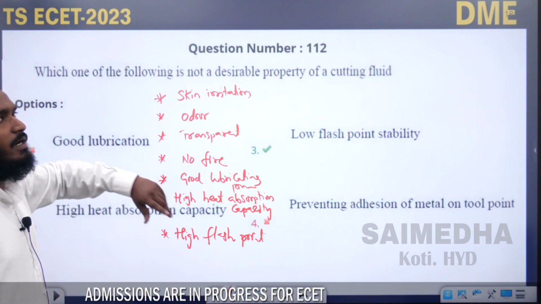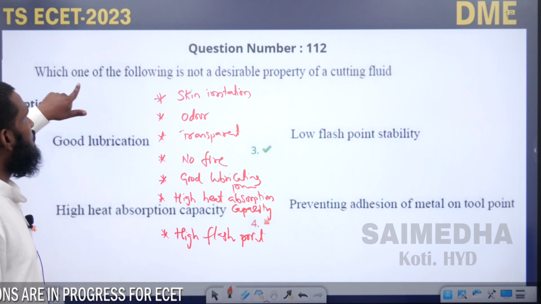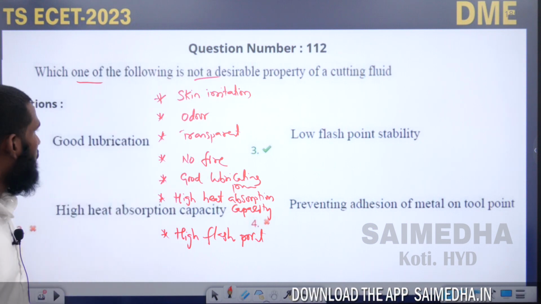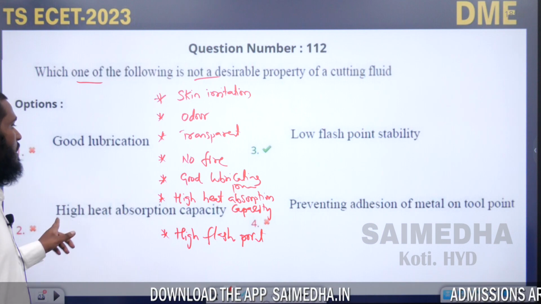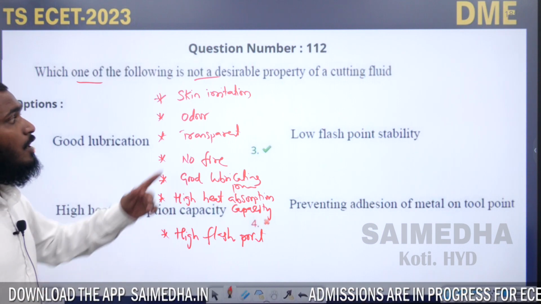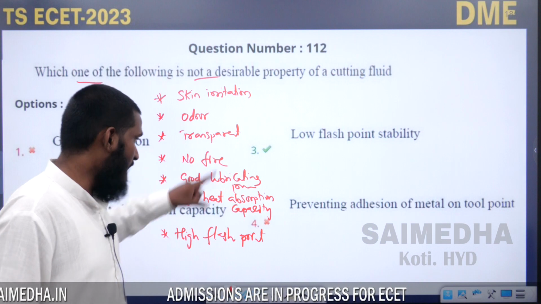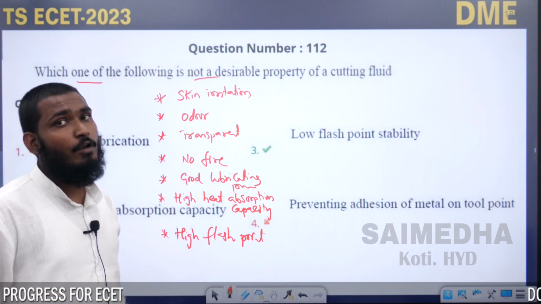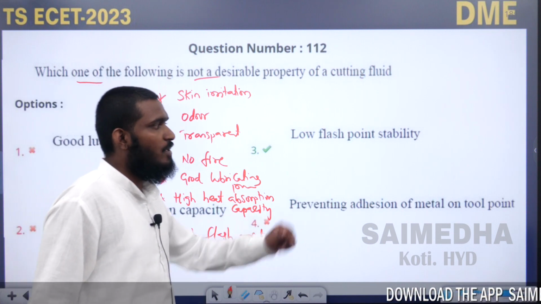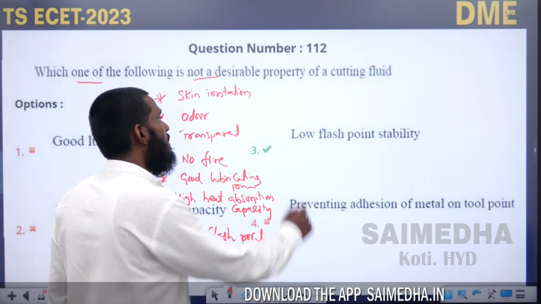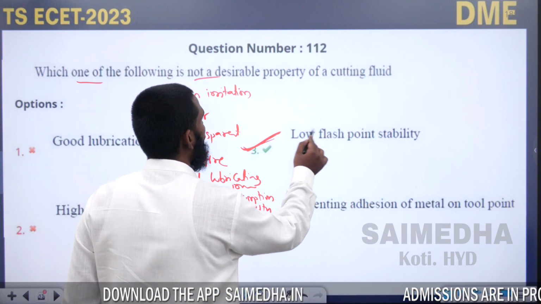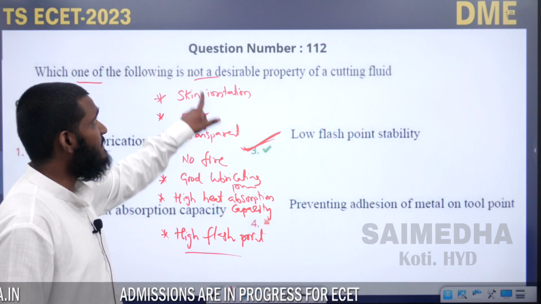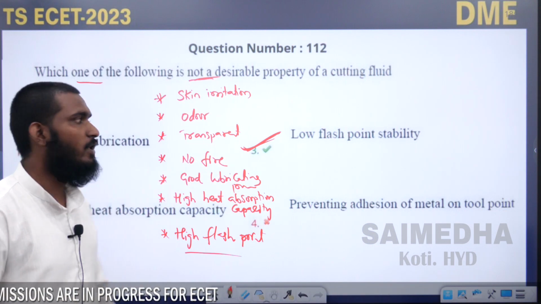All these come under properties. So let us check the options. What's the question? Which one of the following is not a desirable property? Good lubrication we have, high heat absorption capacity we have, but a high flash point should be there according to the property of a cutting fluid. But what is given? Low flash point is given. Preventing adhesion of the metal and the tool point is also correct. But the third option is wrong, because we should have a high flash point but it is giving a low flash point. So it is asking for the not, which means low flash point. Third option is correct.